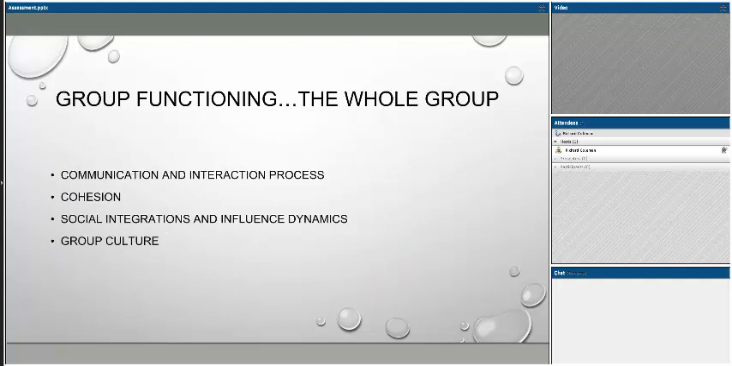We also have the task of looking at the group as a whole. Looking at that functioning and really looking at the communication, the interactive process, the cohesion, the social integration, and the culture of the group. These are all things that are very important to pay attention to.